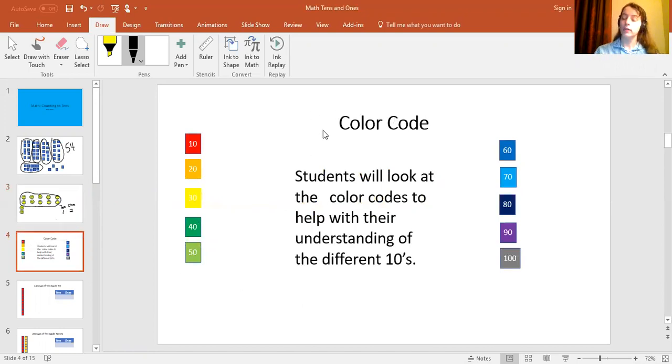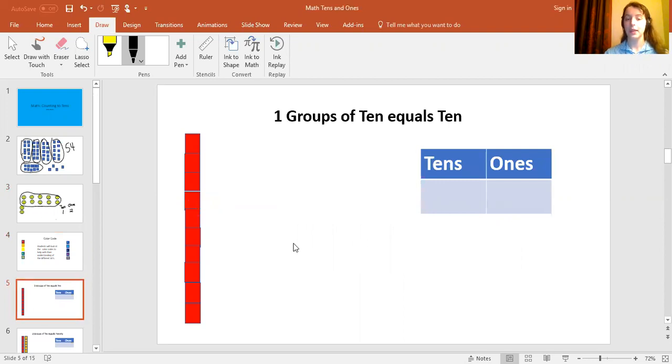So for this PowerPoint, we have a color code. So each one, you will see that the color changes for each number, so you can keep a track that the number is an individual number. As we add to the numbers, it gets higher and higher and higher. So when we add to 10, 20, 30, 40, so the numbers get higher and higher. The quantities will get higher and higher.